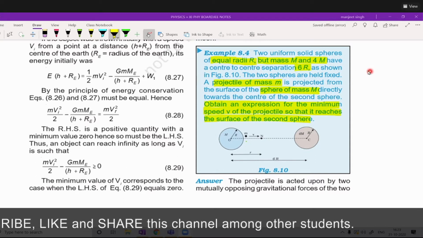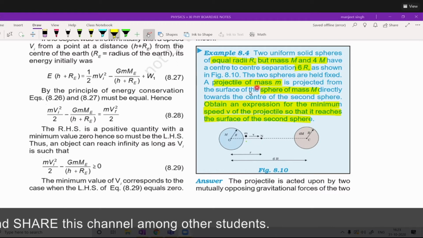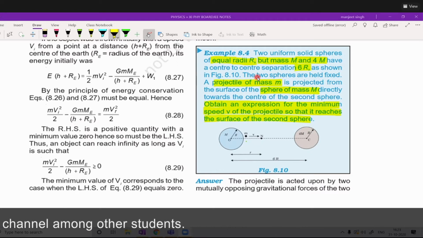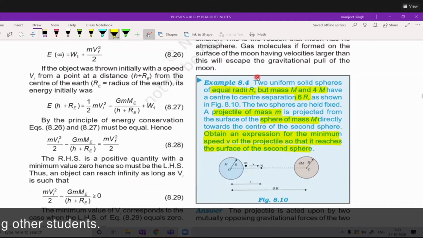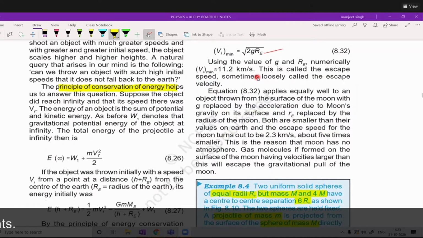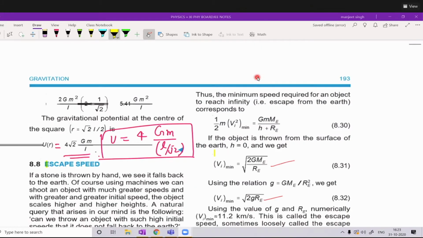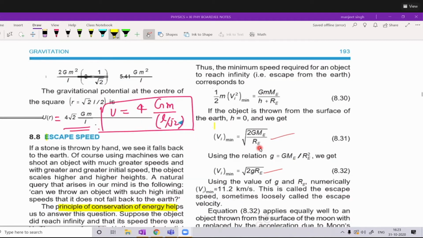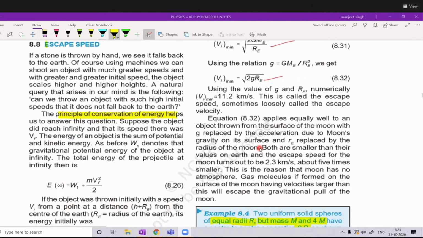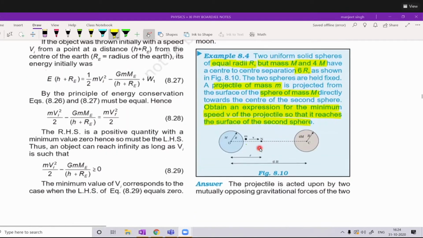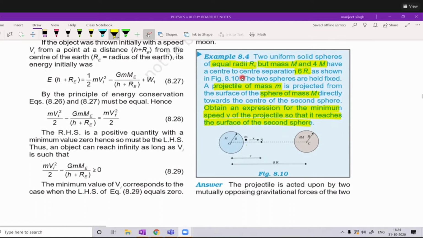Hello, dear students. In the last lecture, we discussed the escape velocity. Now, in this lecture, we are going to see example 8.4. Let us understand this problem.